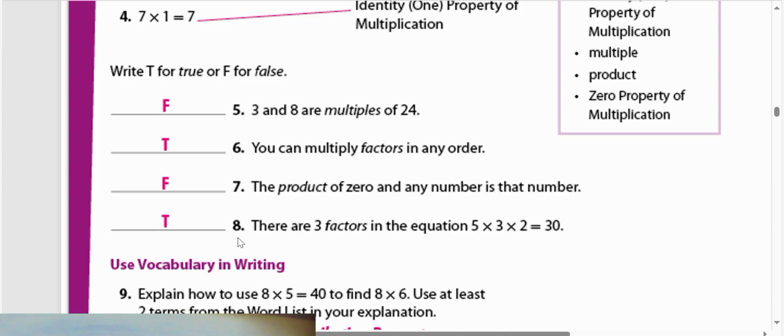Question number 8. There are 3 factors in the equation: 5 times 3 times 2. We have 3 factors. There are 5, 3, and 2.